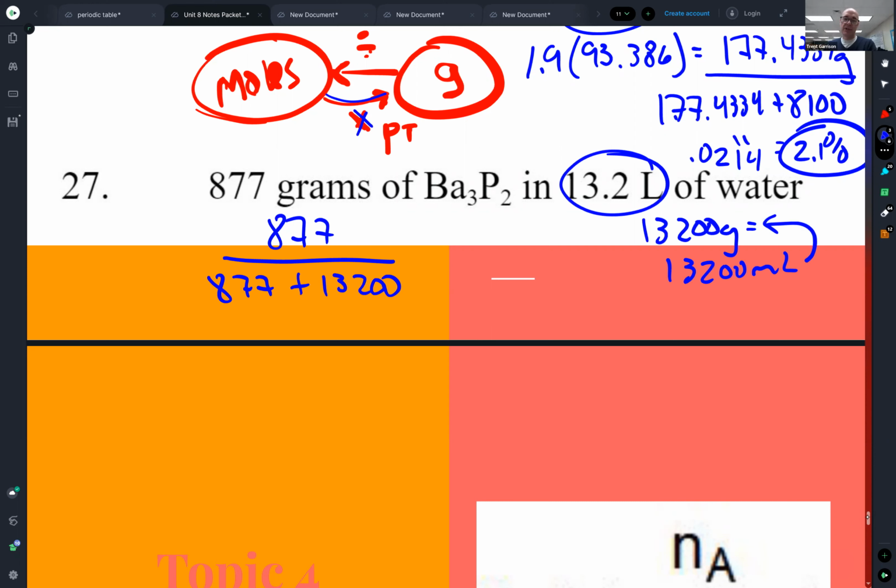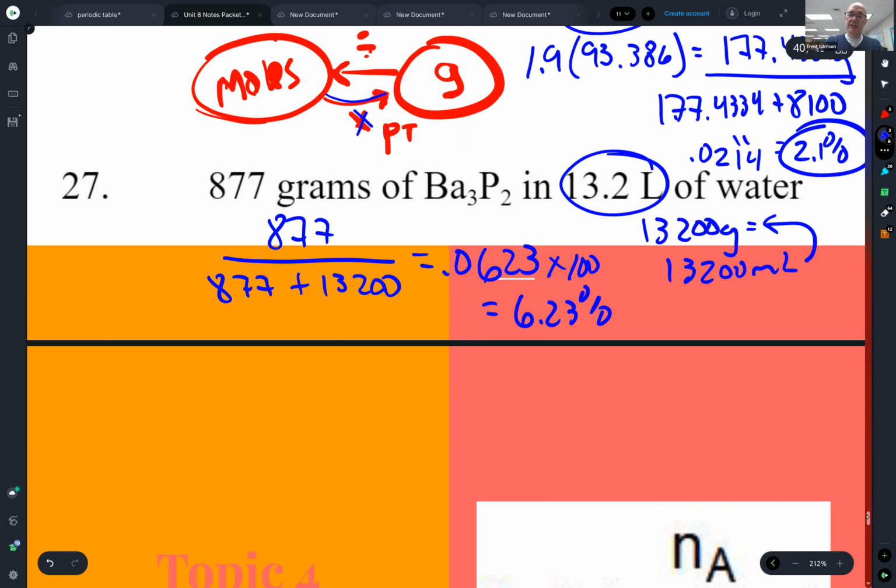Okay, so let's plug all this into our calculator. 877 divided by, parentheses, 877 plus 13,200, and you get 0.0623. With percentage, you multiply by 100, you get 6.23%.